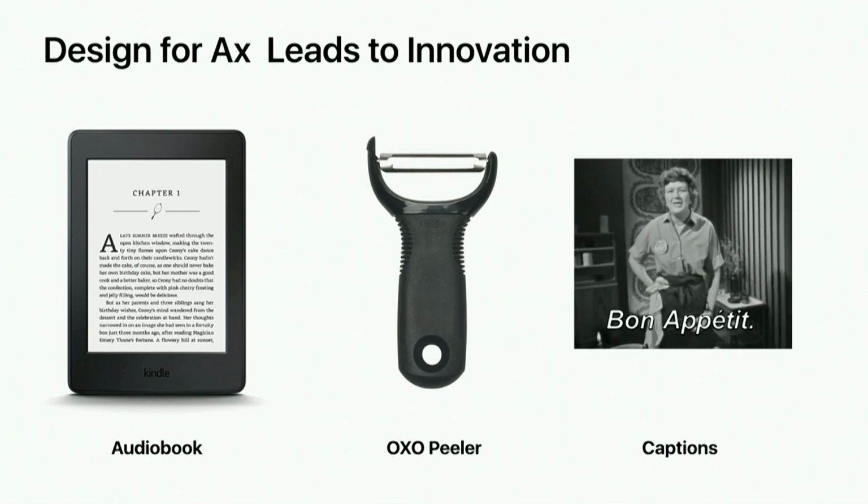Then the OXO peeler, which you've probably seen or used in your kitchen, was designed for the founder's wife's arthritis. So using this product was really easier for her to peel a carrot or a potato. And this became an icon in the inclusive design books.